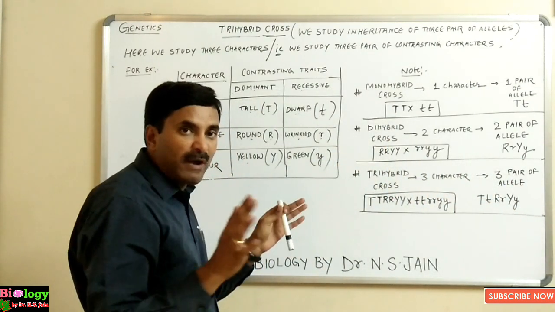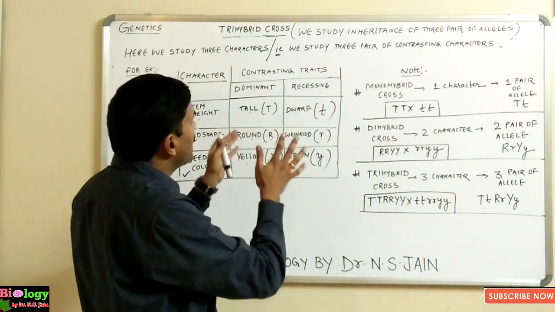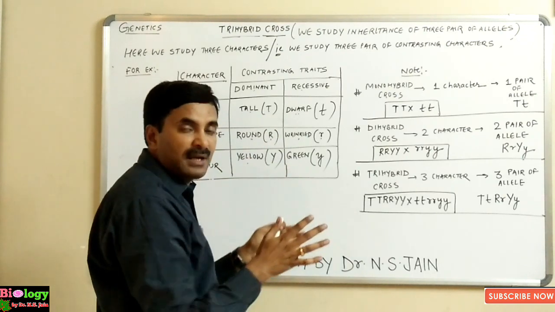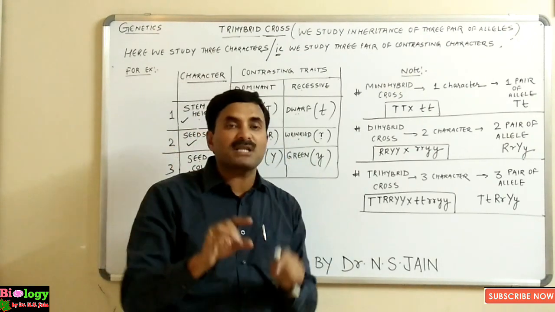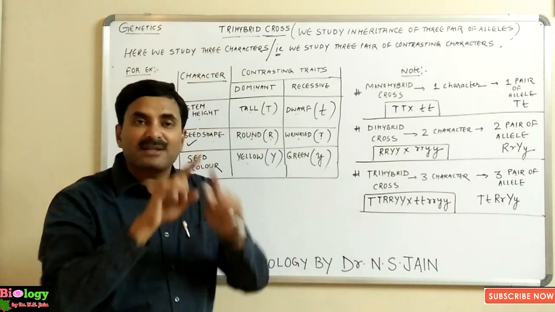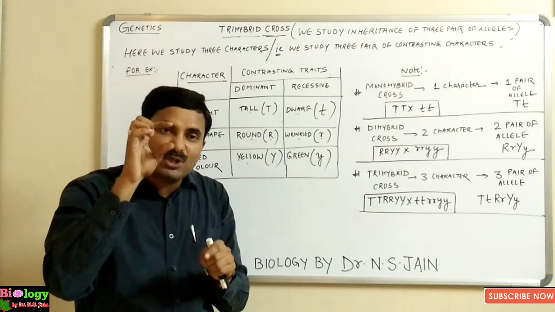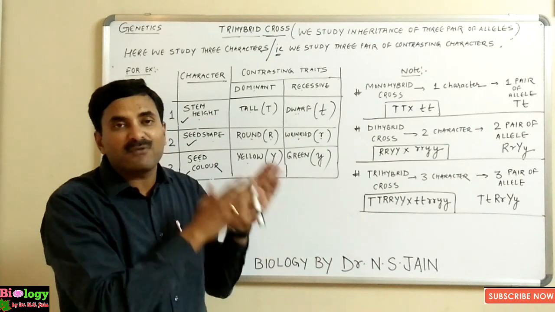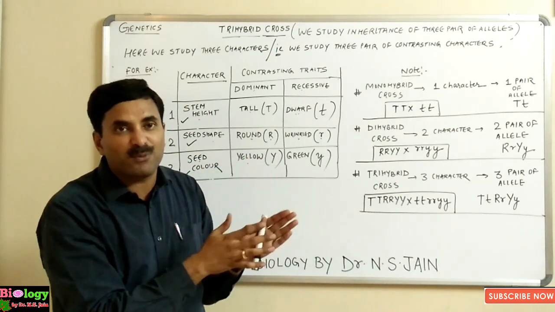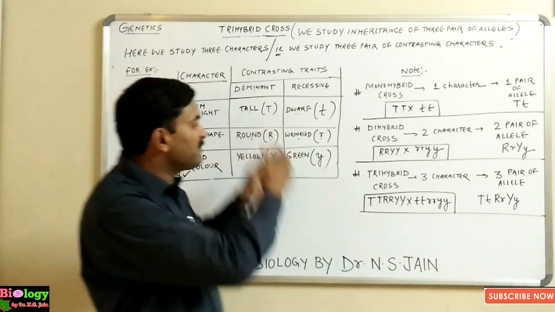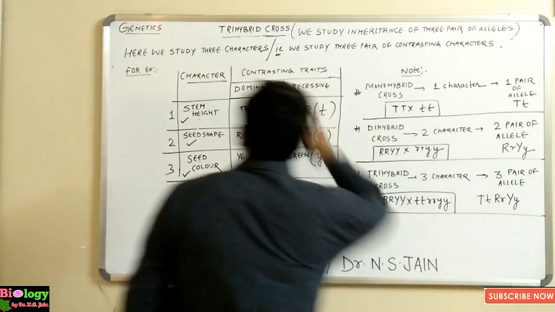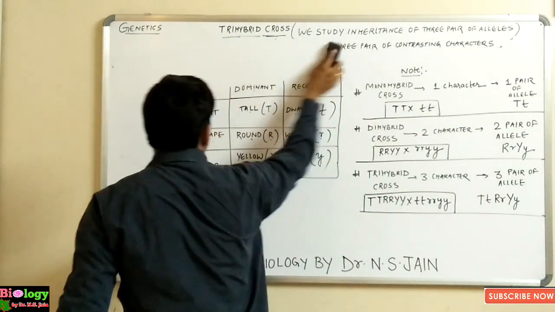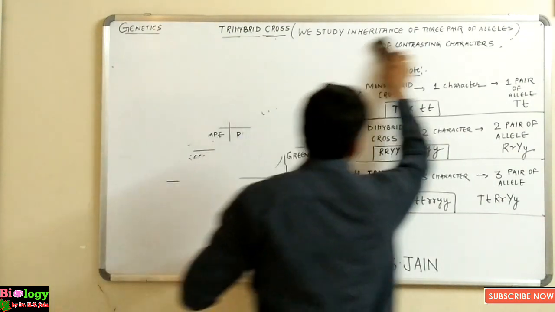Now you have to see how we make the trihybrid cross. In the monohybrid cross the checkerboard was made of 4 boxes. In the dihybrid cross the checkerboard was formed of 16 boxes, but here it will be formed of 64 boxes. Why 64? The answer to this question is in how a trihybrid cross is made.